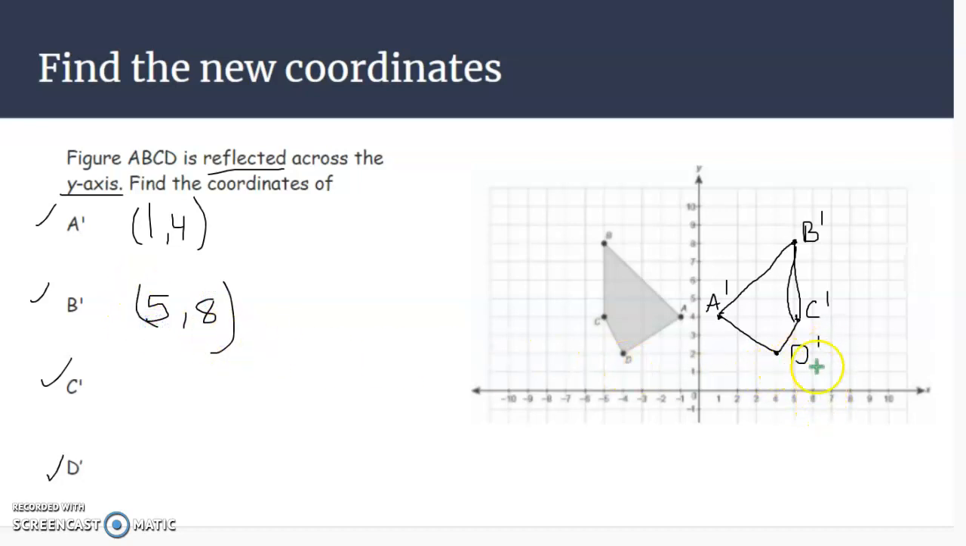Look at C prime. Those coordinates are 5, 4. And look at D prime, 4, 2. And again, this is the result of reflecting that image across the y-axis. It's the mirror image. Every point corresponds to the other point. It's labeled with just a prime, but we wanted to point out the coordinates of this new figure.